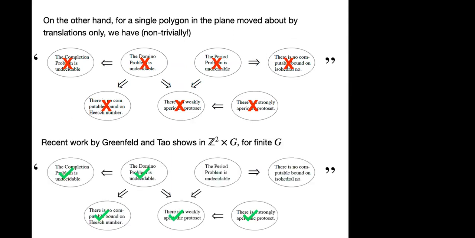So much so that recently we have this result by Greenfeld and Tao, where if we allow ourselves a finite group extension, which is a huge finite group, but still finite, then all of a sudden there's enough room for this undecidability to get going. So this is just by translations, but where you have an extra group's worth of information to look at.